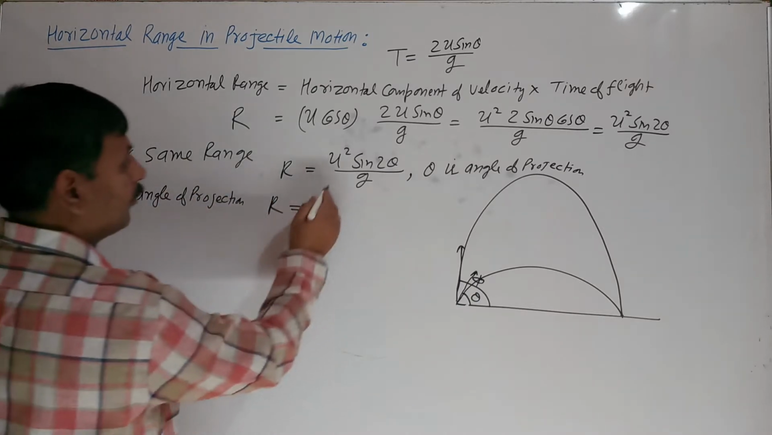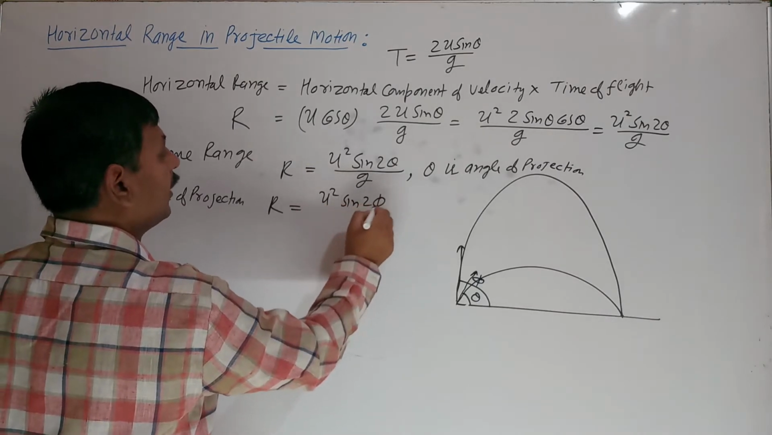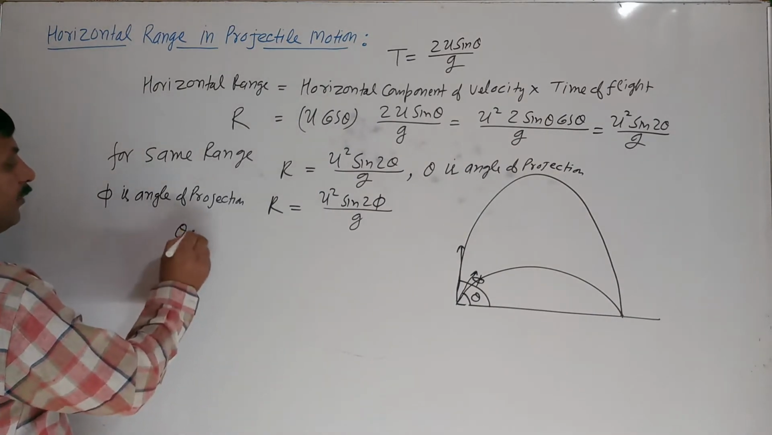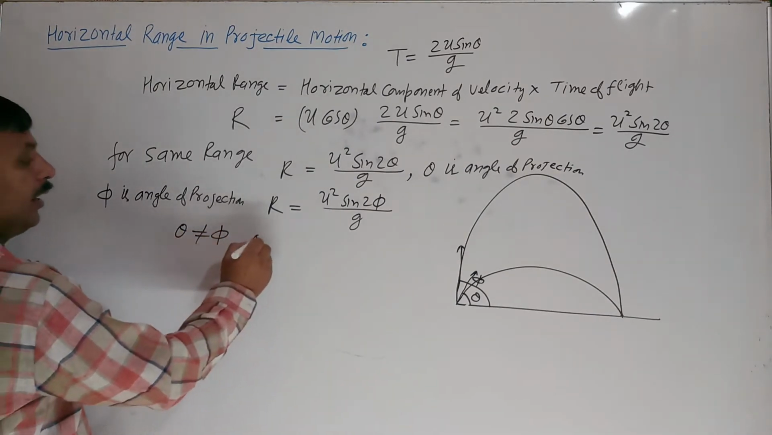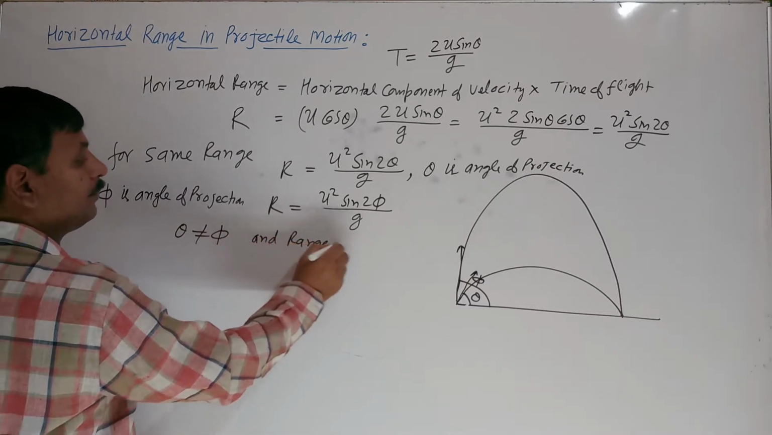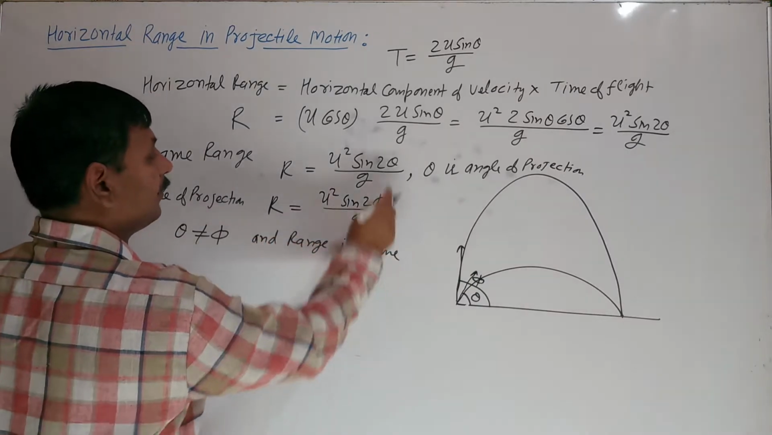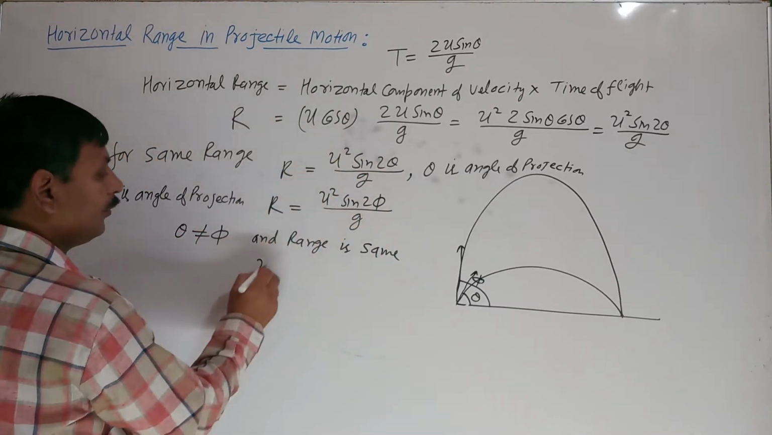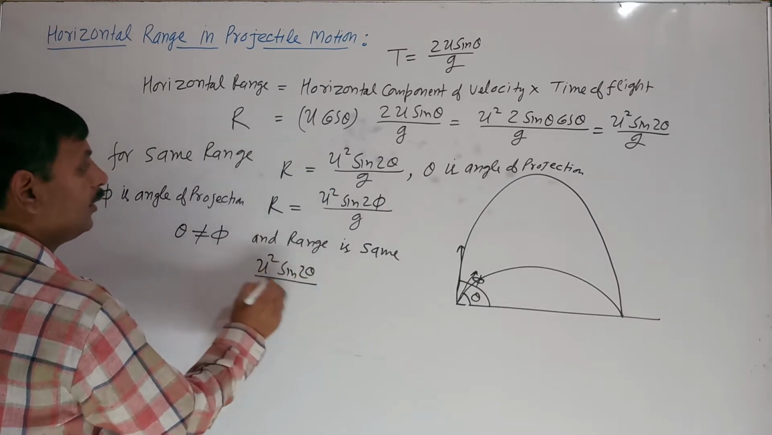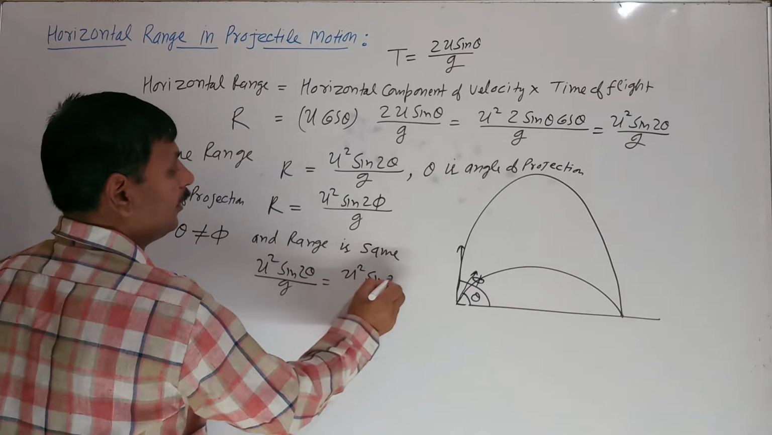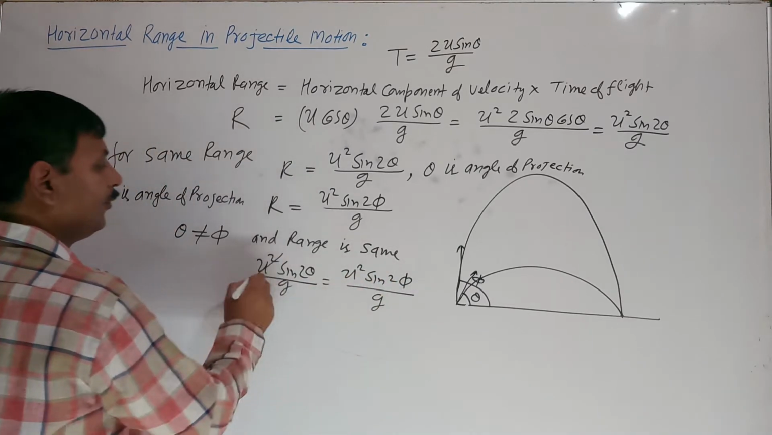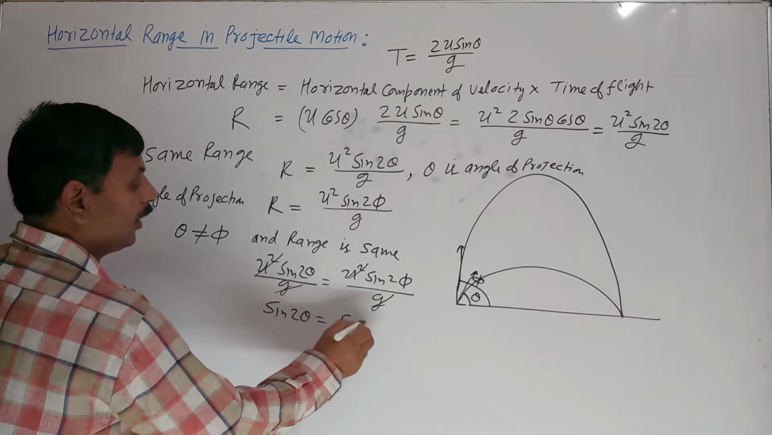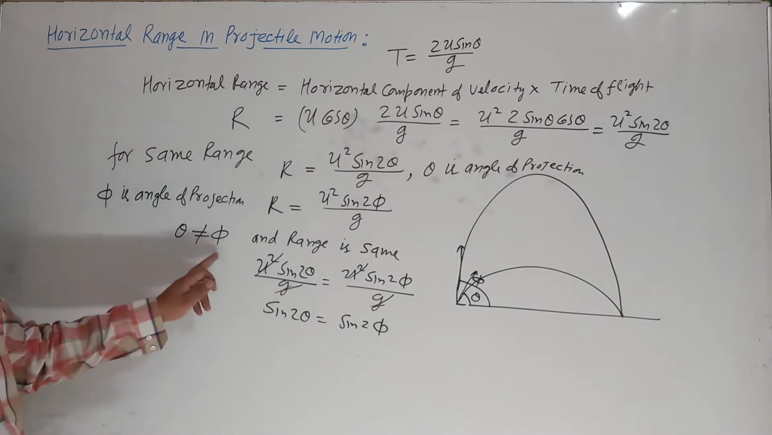Range is same. So R is equal to u square sine 2 phi upon g. If theta and phi are different, theta is not equal to phi, and range is same. Here you can see, range is same means what happened? u square sine 2 theta upon g is equal to u square sine 2 phi upon g. u square cancels, g cancels. You can say sine 2 theta is equal to sine 2 phi. Theta is not equal to phi.